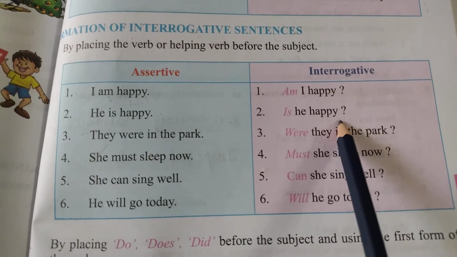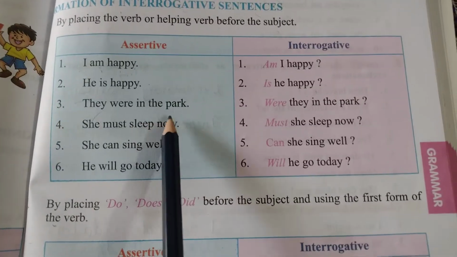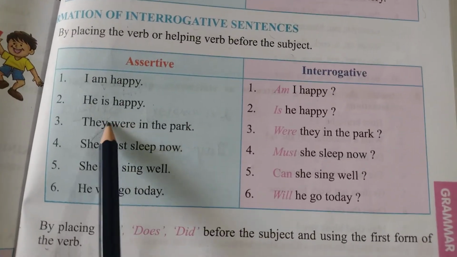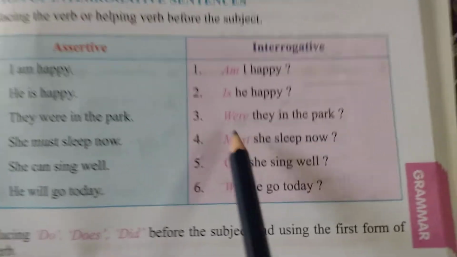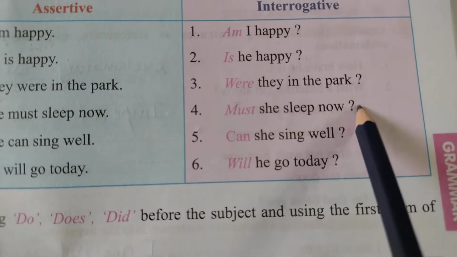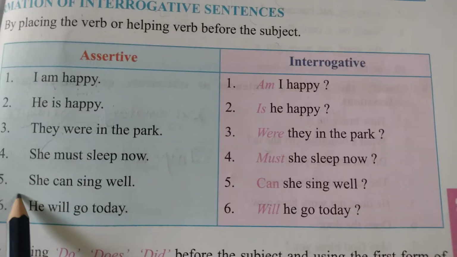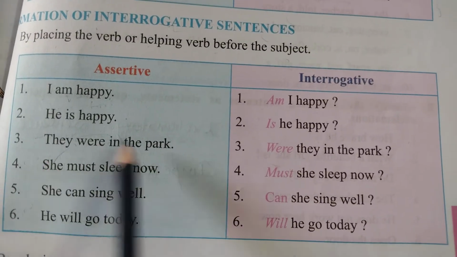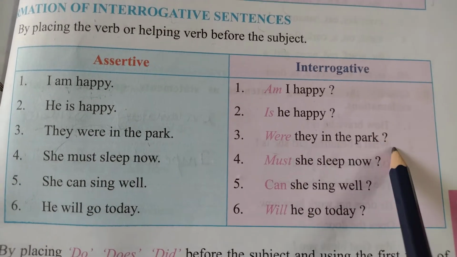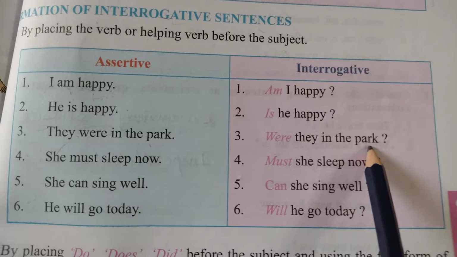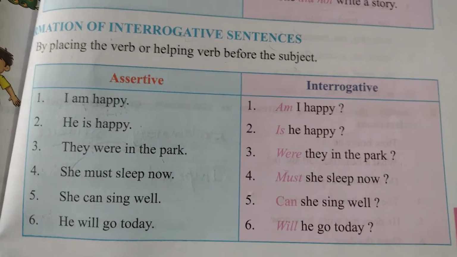That means questioning. In the same way, they were in the park. Placing the helping verb before the subject, you write: were they in the park? Questioning. See, you can make the difference. The statement is clear information, but here it becomes a question mark: were they in the park? That asks whether they are there or not.